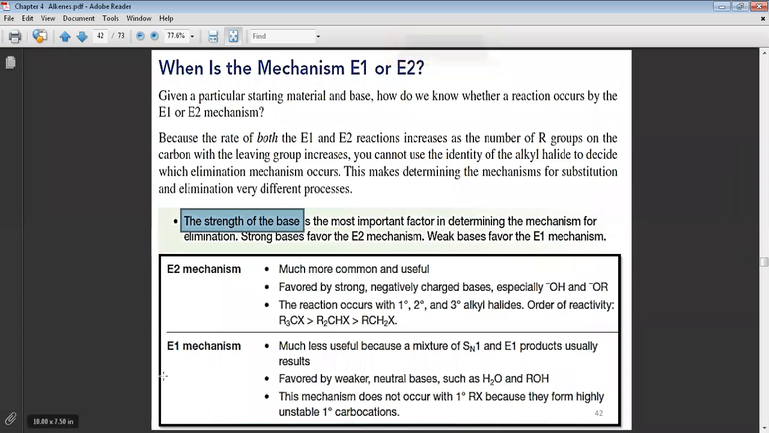Okay, the E1 mechanism does not occur with a primary alkyl halide. That means if you have a primary alkyl halide, there is no E1 mechanism. Why? It depends on the stability of the carbocation. You know the primary carbocation is not stable, and if it is not stable it cannot happen, because it forms a highly unstable primary carbocation. This is the difference between the E2 and E1 mechanisms.